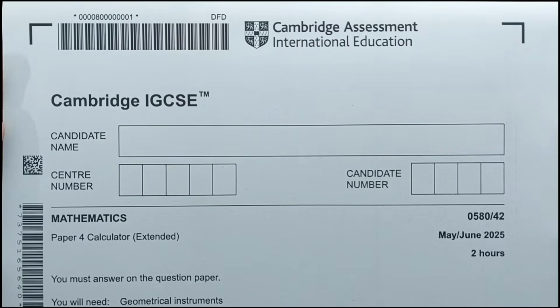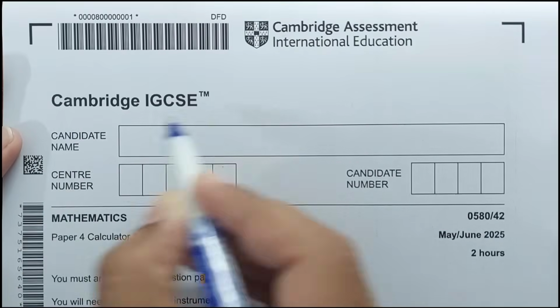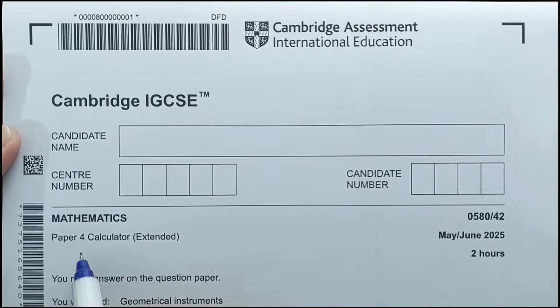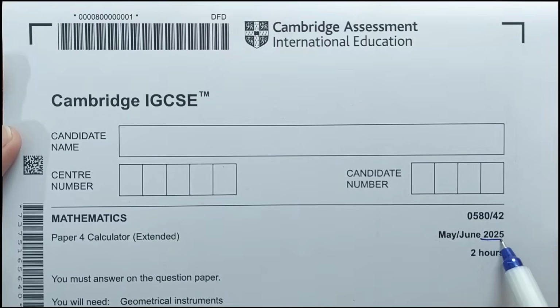Hi everyone, in this video I'm going to solve Cambridge IGCSE Mathematics Paper 4 Calculator Extended in the May-June 2025 session, Paper 4-2. So let's start with the first question.